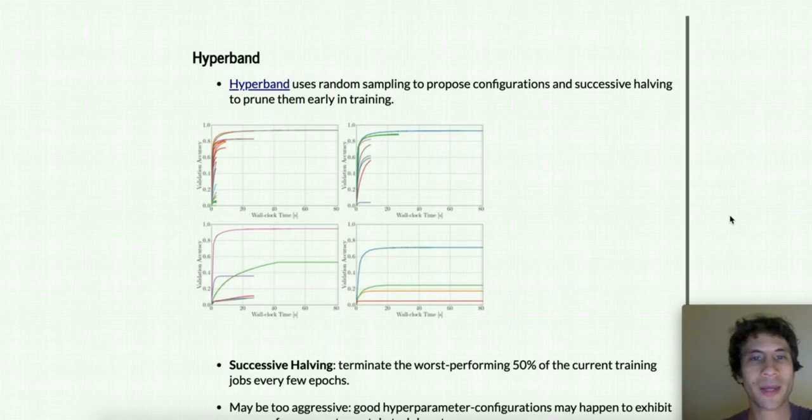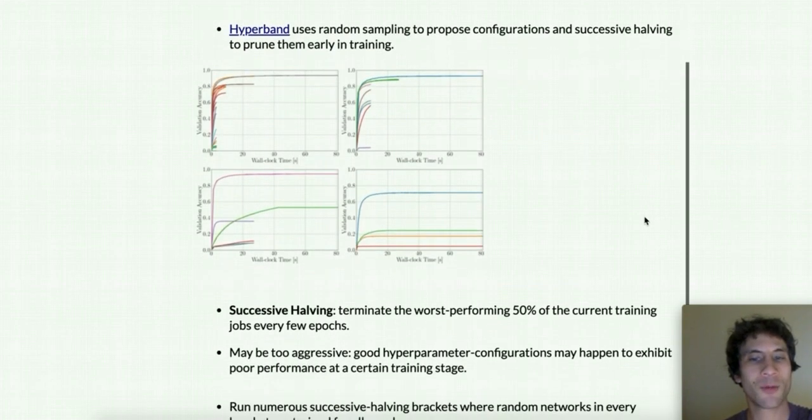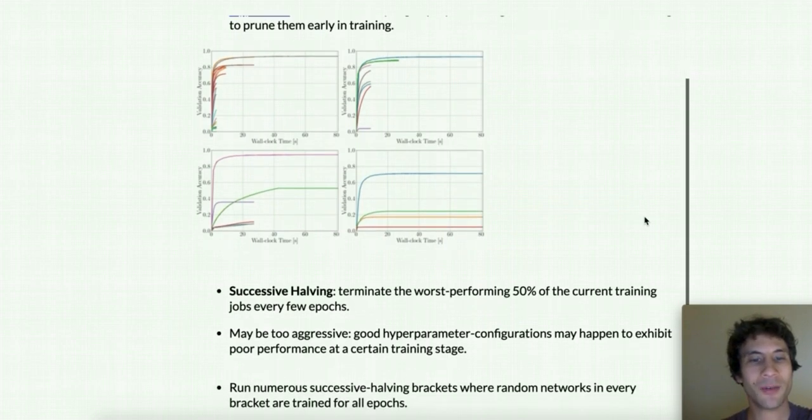Hyperband uses random sampling to propose configurations and successive halving to prune them early on in the training process. Successive halving basically just terminates the worst bottom half of the current training jobs every few epochs. However, this may be way too aggressive. Some hyperparameter configurations that are actually good, meaning they would at the end of training display good performance, might just happen to exhibit poor performance at an early or certain training stage.